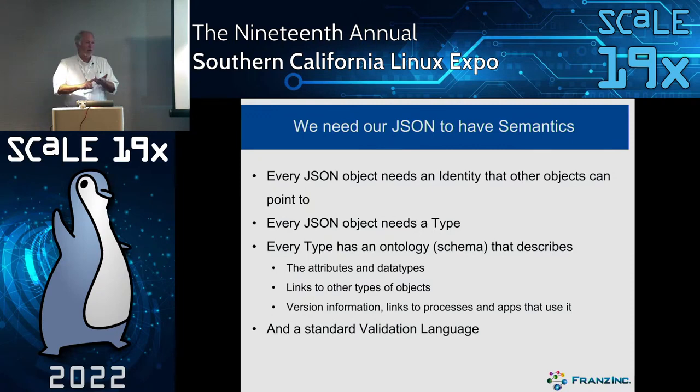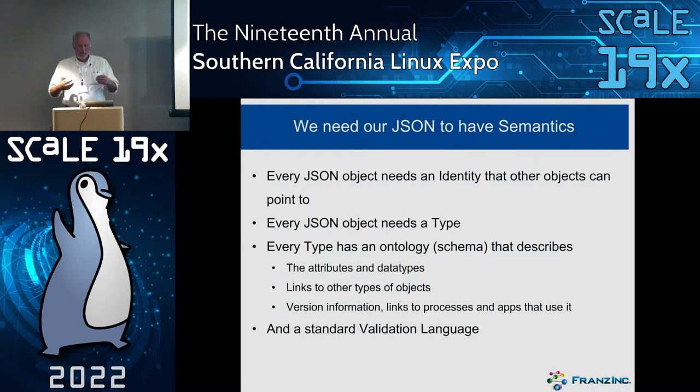What are the links to other types of objects? And maybe even more metadata, like, okay, so on what version are we right now? How does it link to the processes? And how does it link to the apps? And what apps are using it? Right, so all the relevant metadata is in that ontology that describes that particular type, right?